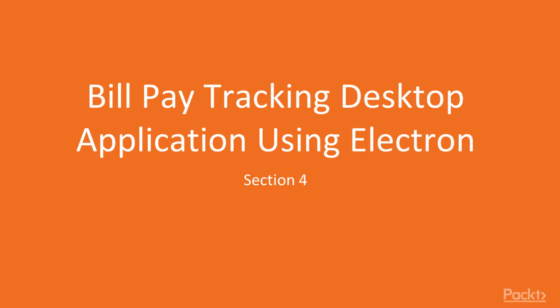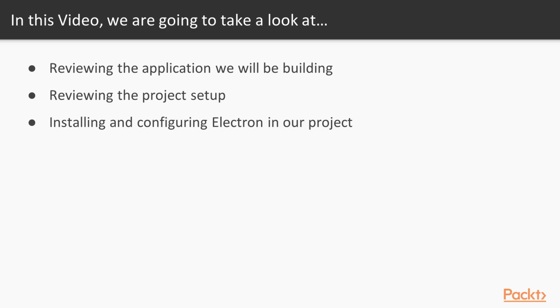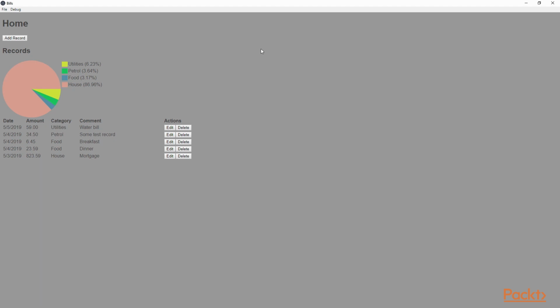Section 4. Bill Pay Tracking Desktop Application Using Electron. Overview and opening an Electron window. In this video, we will review the application we will be building, review the project setup, and install and configure Electron in our project. Here is a sample of the application we will be building in this section.